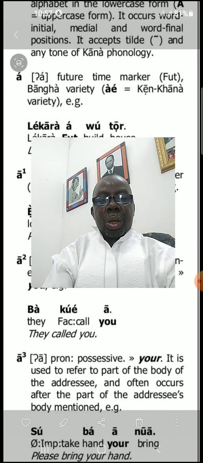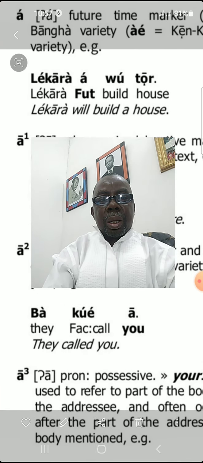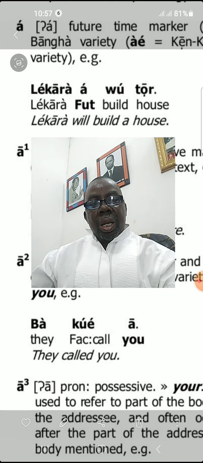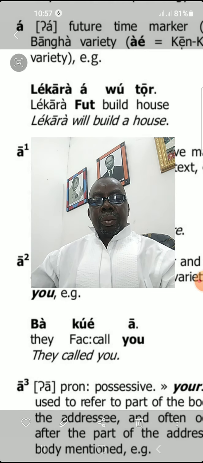Now let me show you this one. Take a look at the word Lekara. In the word Lekara, it is the name of a person in Kana. Then the letter A and other letters are used to spell that word Lekara.